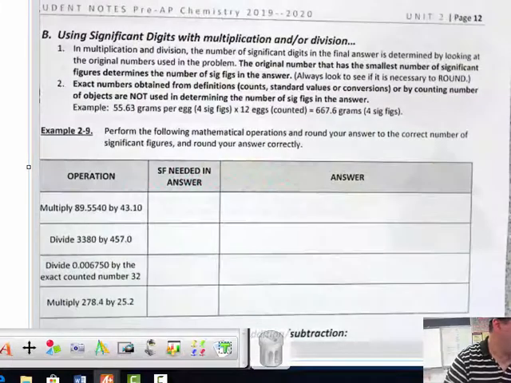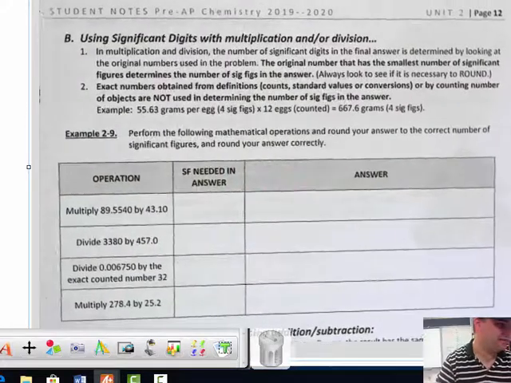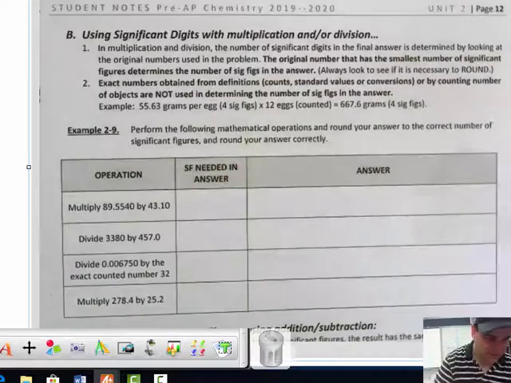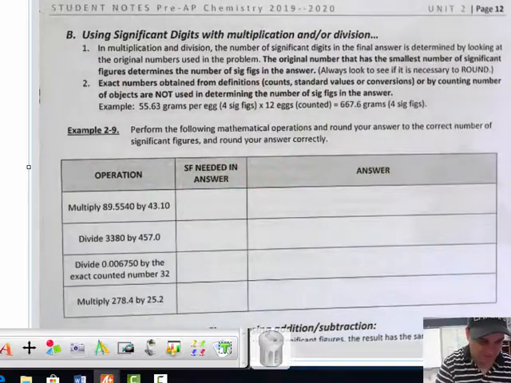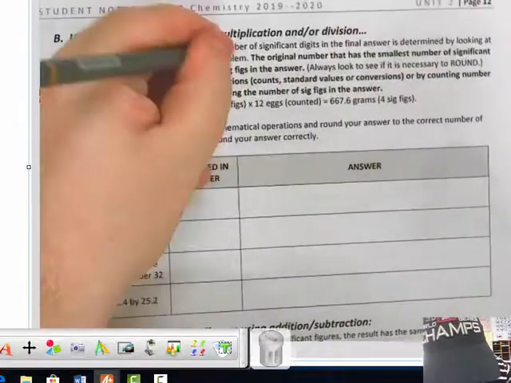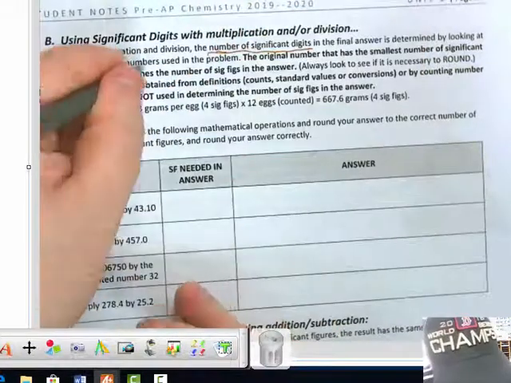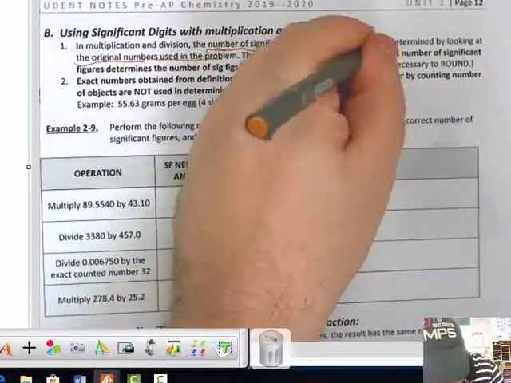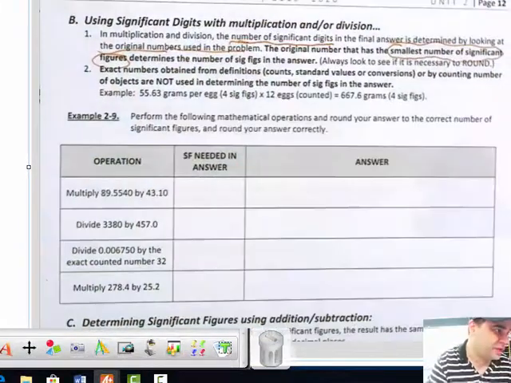Moving on here. Prepare for battle again, because now we're going to do it with calculations. So here, the multiplication and division rule. The number of significant figures in the final answer is determined by looking at the original numbers used in the problem. The original number that has the smallest number of significant figures determines the number of significant figures in the answer.